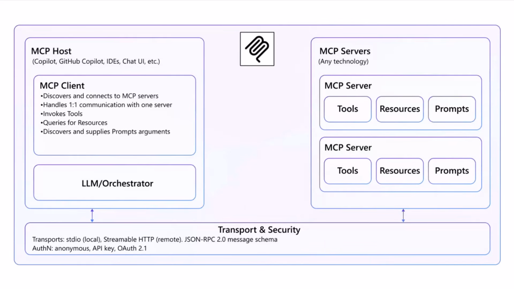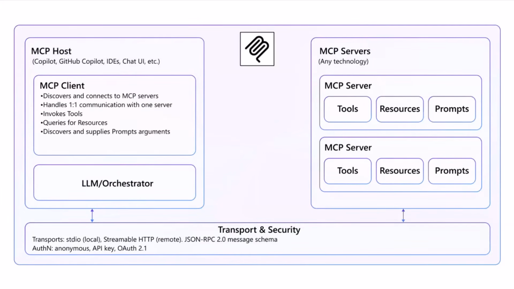So when we have an MCP host coupled with an LLM or an orchestrator, we can then easily use the description of all of the tools, resources, and prompts to understand the user intent and to invoke the right tool for the prompt provided by the user.